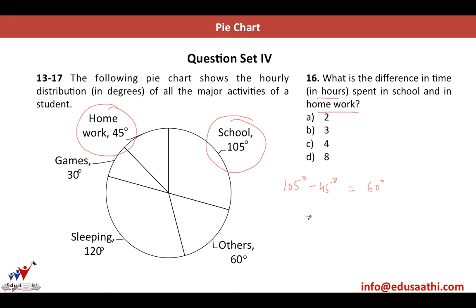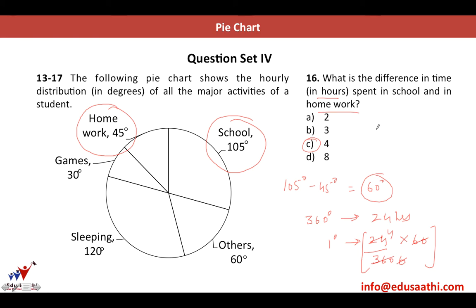Now I know that 360 degrees, the entire circle, represents 24 hours. So 1 degree would represent 24 by 360 hours, and 60 degrees would represent that multiplied by 60 hours. So if I cancel this out, this comes out to be 6 over 4. So my answer is 4 hours.